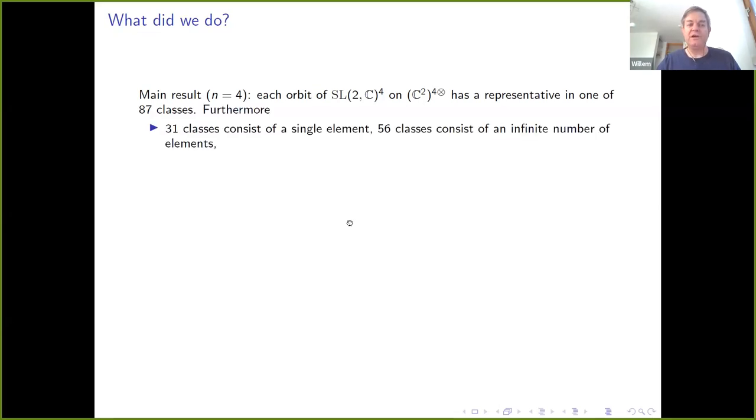And what about these classes? Well, we have 31 classes that consist of one single element. So every orbit has a representative in exactly one of the 87 classes, and 31 classes consist of a single element. That means that they are just orbit representatives. So we get 31 orbits. And then we have 56 classes that consist of an infinite number of elements.